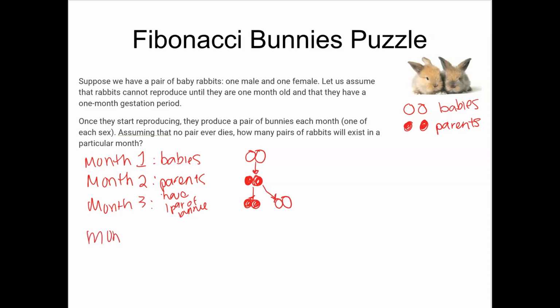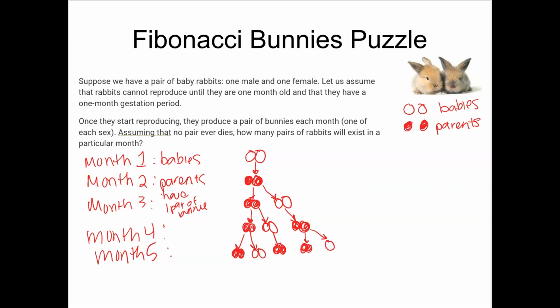Now in month 4, they still exist. They're still alive. But they produce another pair of bunnies, and this pair matures. In month 5, they still exist, and they produce another pair of bunnies, and they grow up. This pair grows up. Now they continue to live, and they have a pair of bunnies. And this continues on.